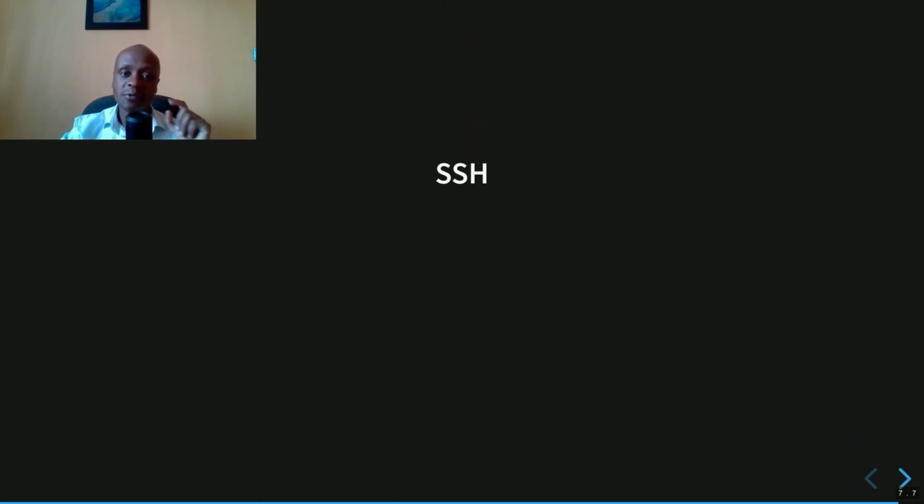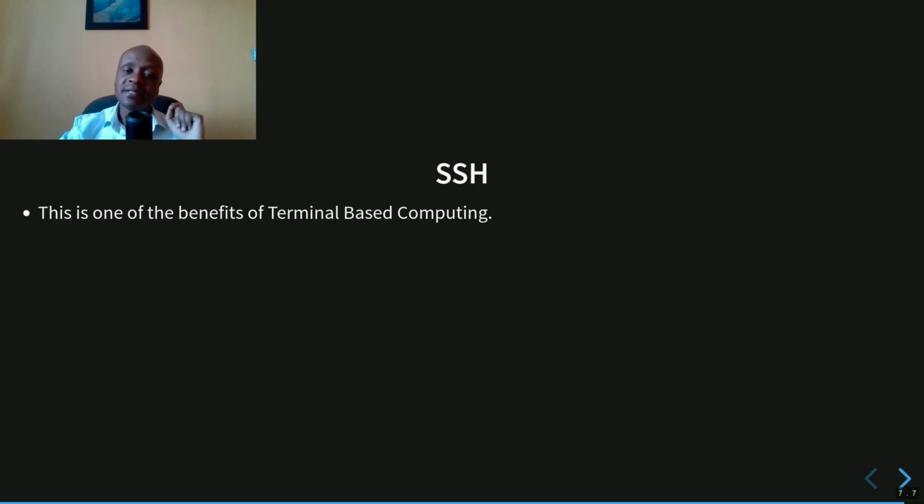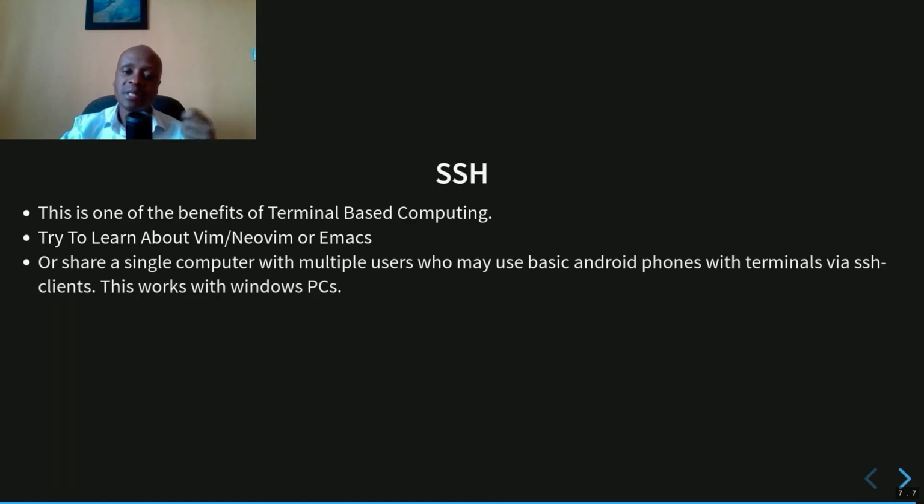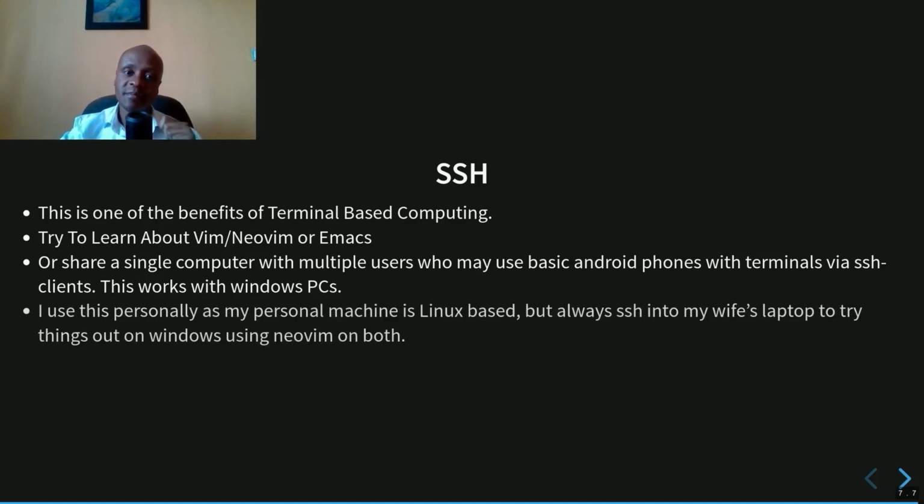And in order to do that, there's also a crucial tool, which is the SSH Server, which is now available on Windows. And this is linked to the terminal-based computing I alluded to earlier. It's really, really helpful in multiplying the use of a single computer, especially if you have lower cost terminals. For example, it's possible to share a single Windows computer now with basic Android phones using SSH clients. Access to compilers, code by more people at the same time. I think this is a great saving. It's actually something I use personally because my primary machine is on Linux, but I usually SSH into my wife's Windows laptop to try out code using the Microsoft tooling.